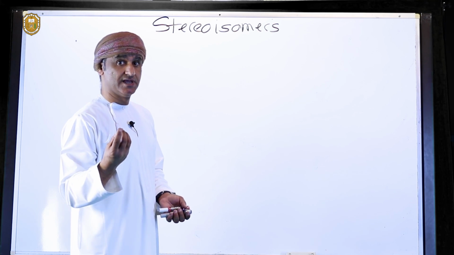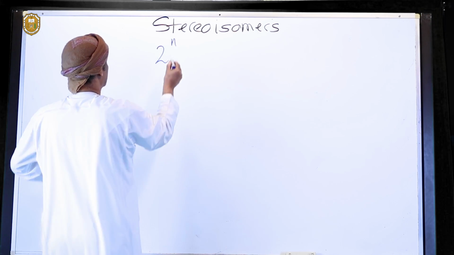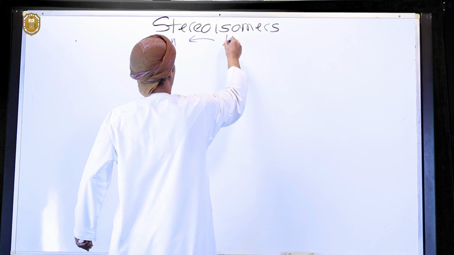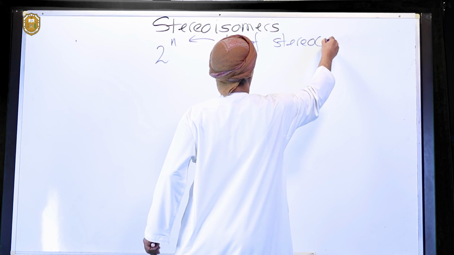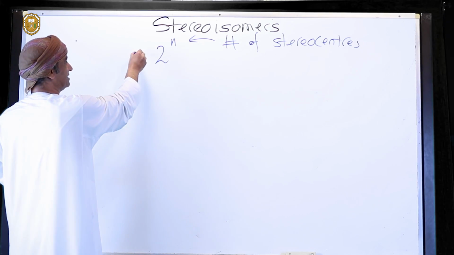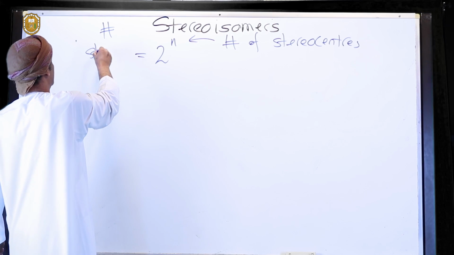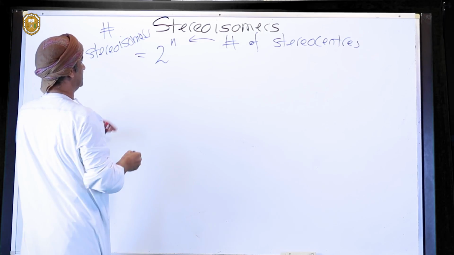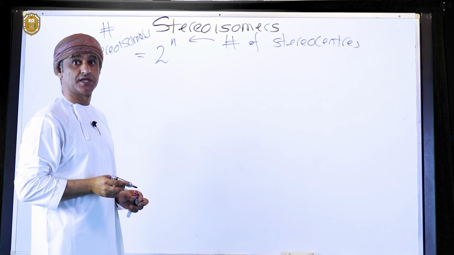Well, there is a simple formula, which is 2 to n, where n is the number of stereocenters, and of course 2 to n is the number of stereoisomers. So the number of stereoisomers is 2 to the power of n, where n is the number of chiral centers, if you like, or stereocenters.